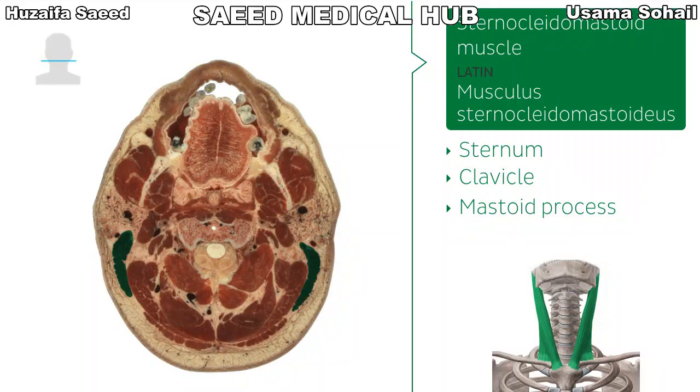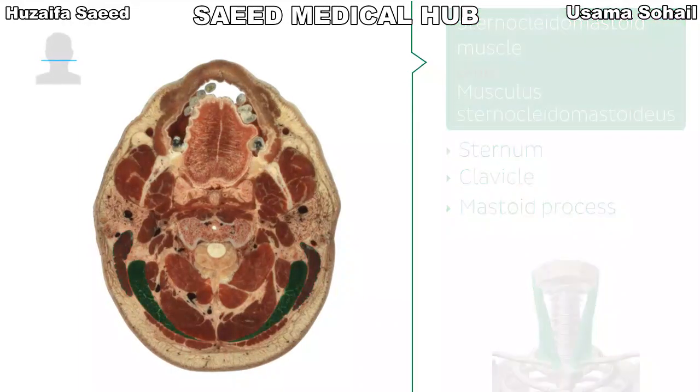The sternocleidomastoid is an important muscle in the neck that forms the boundaries between the anterior and posterior triangles. These triangles are very important to know in clinical practice as they help you identify and locate many other structures in the neck.